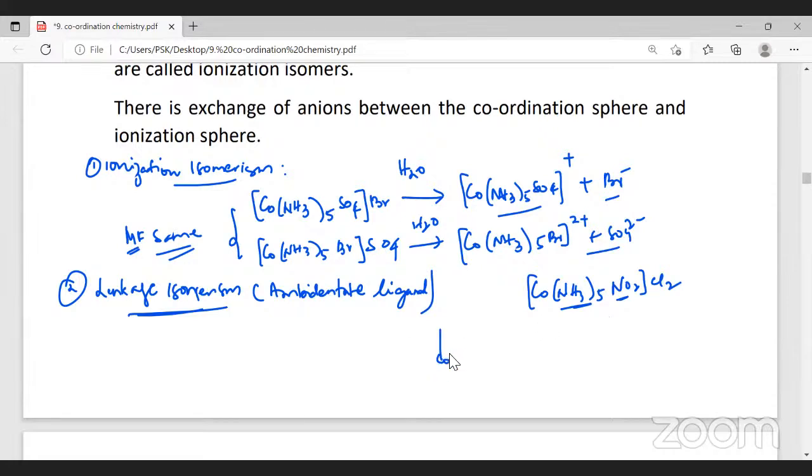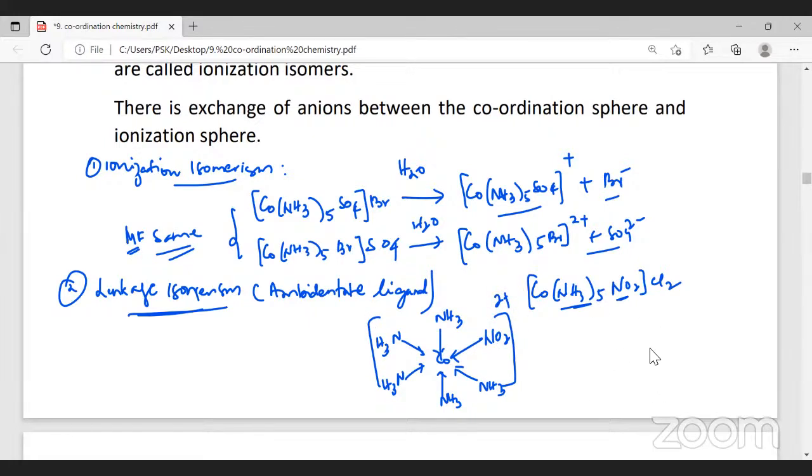Whenever the coordination number is 6, it will have octahedral structure. We can represent octahedral structure like this. 5 ammonia molecules we can represent like this. And this NO2, I'm representing it like this. This is the first structure. So the charge is 2 plus.